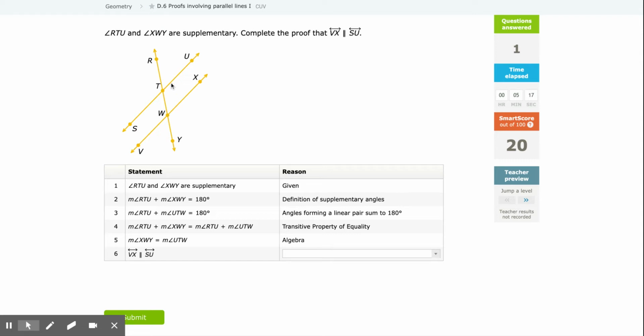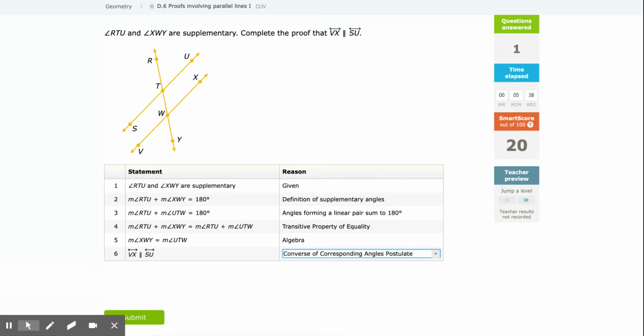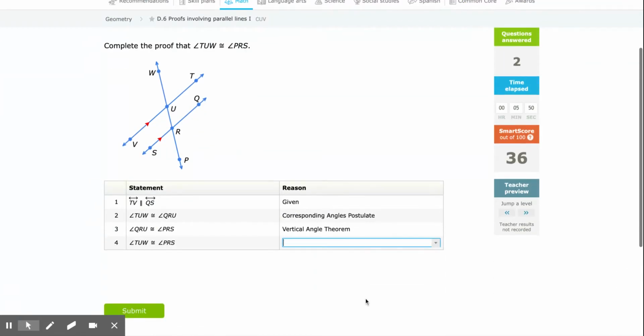Which means if this angle here, XWY, is equal to the measure of UTW, those two angles are congruent and they're corresponding angles. If they're corresponding angles and they're congruent, that must mean those two lines are parallel by the converse of the corresponding angles postulate. Remember, I know the angles. I'm trying to prove the lines parallel. That's called the converse of the corresponding angle postulate. Booyah, we got it.